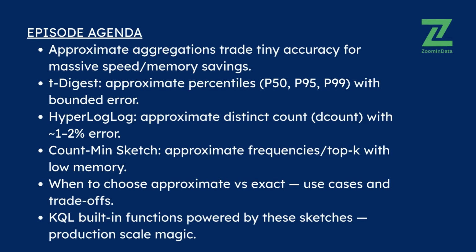Here is our roadmap for today. Approximate aggregations trade a tiny bit of accuracy for massive speed and memory savings, essential at planetary scale. tdigest computes approximate percentiles like P50, P95, P99 with bounded error. Hyperlog powers dcount for approximate distinct counts with about 1 to 2% error. Count-min-sketch enables approximate frequencies and top K heavy hitters with very low memory.